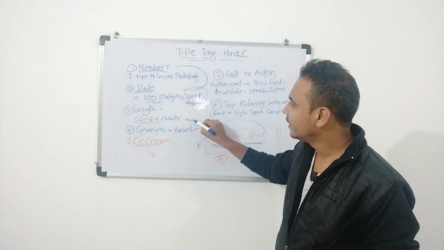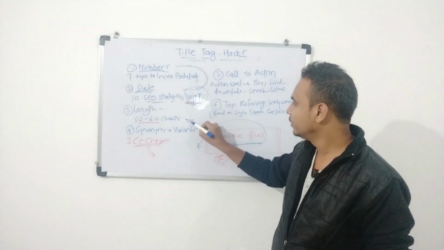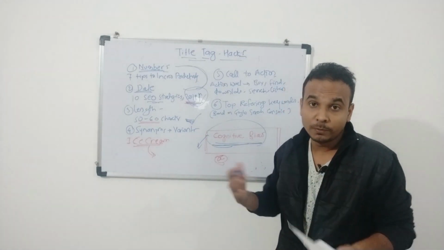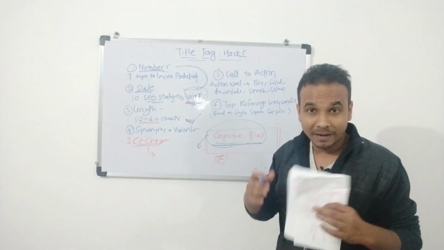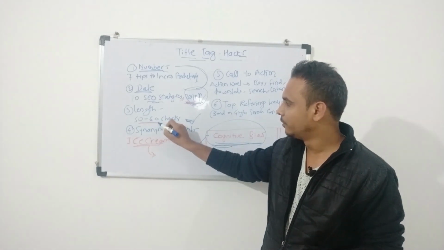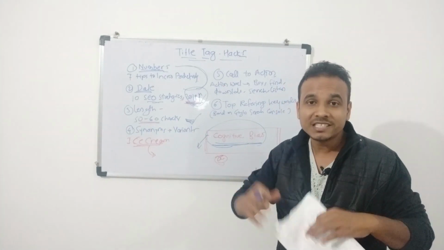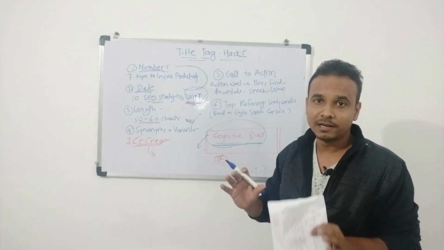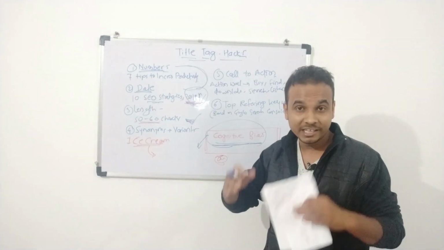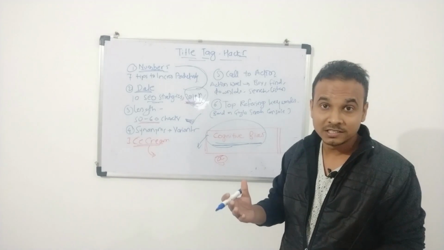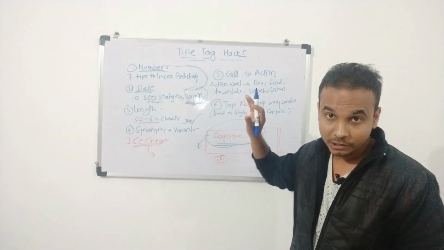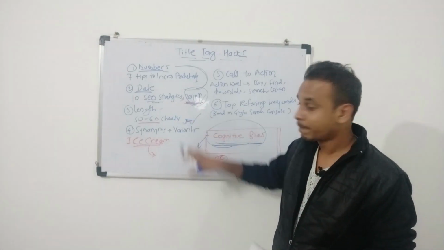Third thing is optimizing for length, and this changes from time to time. You'll have to keep an eye on Google updates. The ideal character limit is 50 to 60, so try to keep the whole title under 50 to 60 characters. Otherwise, keep an eye on Google updates for the exact character limits, and try to keep your title under that limit.